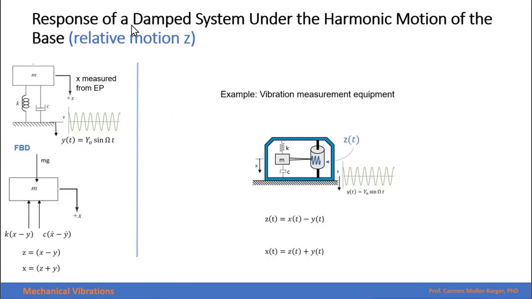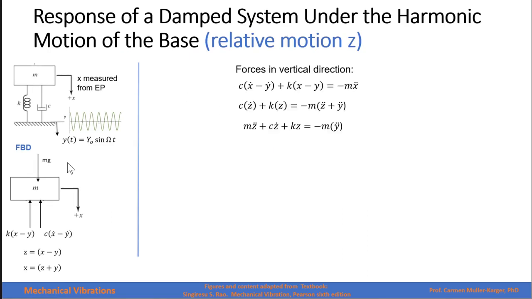Now let's analyze the response of a damped system under harmonic motion of the base by using a relative coordinate. Z will measure the relative motion between the mass and the moving base. Z then becomes x minus y, and x will be z plus y. If we add forces in the vertical direction, the force of the damper plus the force of the spring will be equal to mass times acceleration. Remember that we don't take into consideration the weight because x is measured from the static equilibrium position and the weight cancels out with the static deflection.